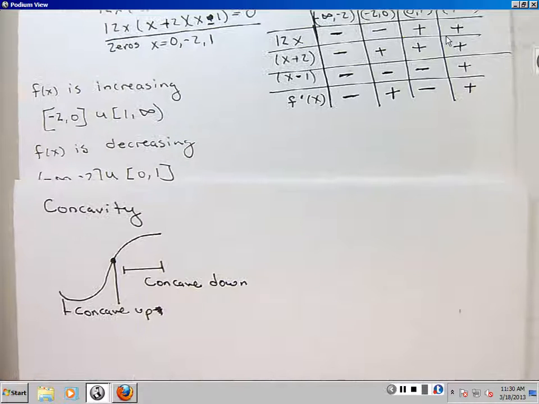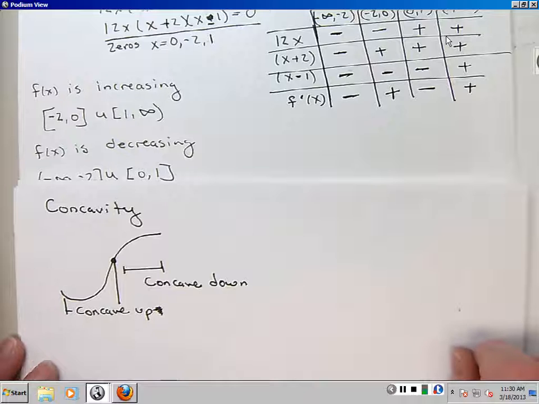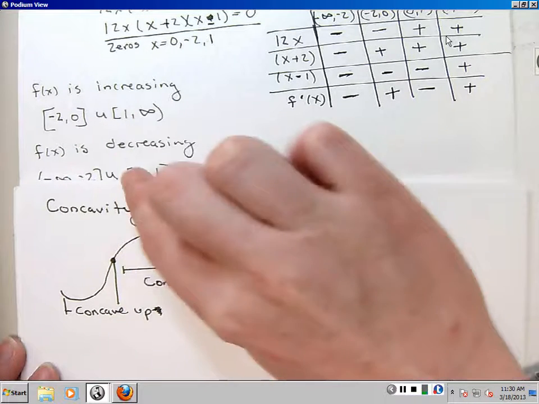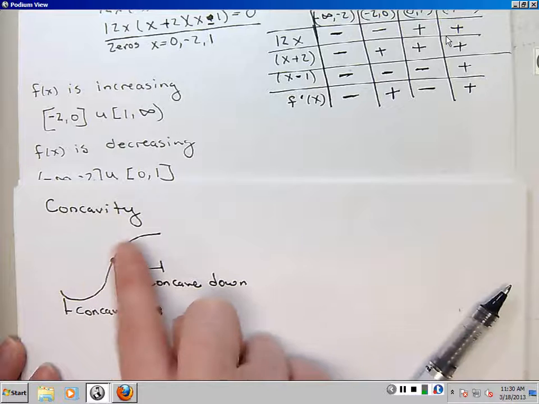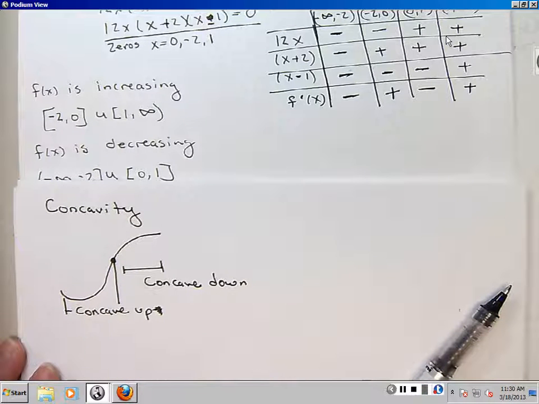Okay, right? Can you see? Your book gives the idea of water spilling out. So if I was to pour water on this function, the concave up areas would hold the water and the concave down areas would spill the water.